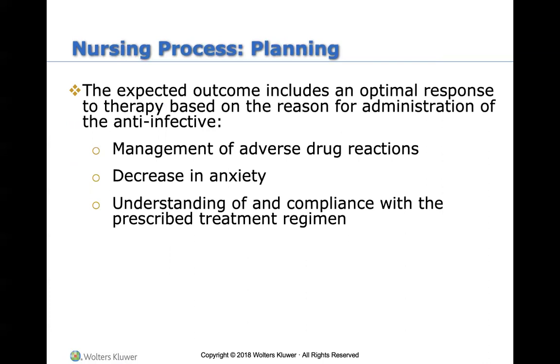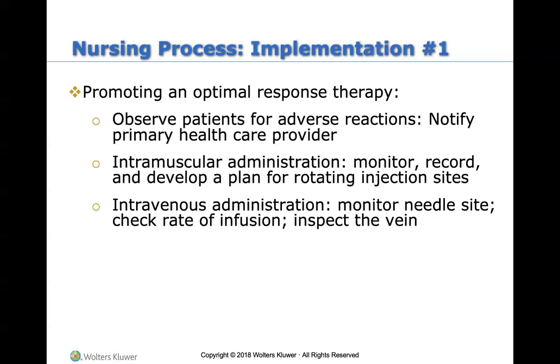P, planning. The expected outcomes are, first of all, we respond to the therapy. Great. Second of all, we manage any drug reactions that pop up. Okay, we're not going to say that there won't be any, right? Because we don't know. We have no control over that. But if some pop up, we're managing them. The patient has decreased anxiety and the patient understands and complies with the medication regimen.